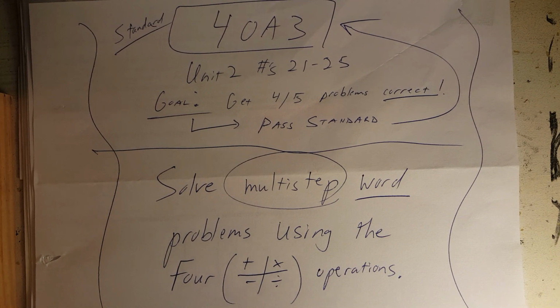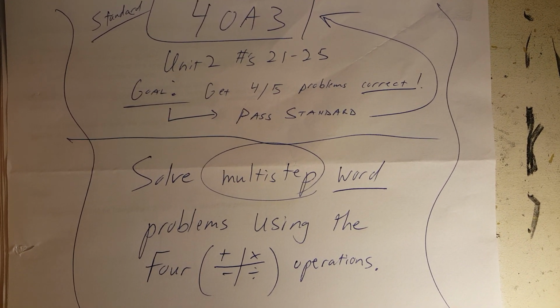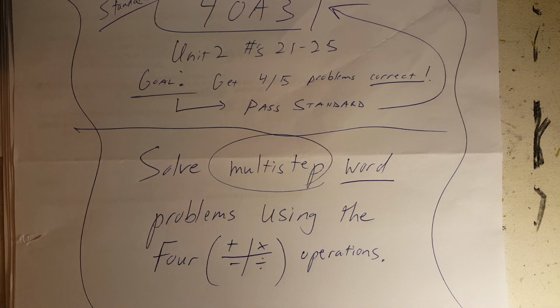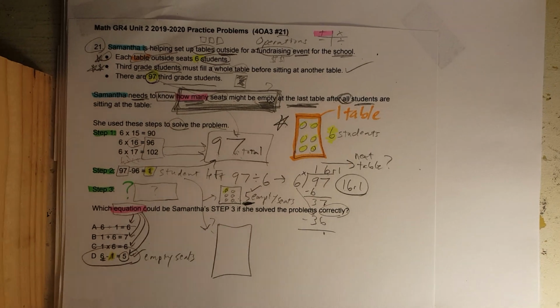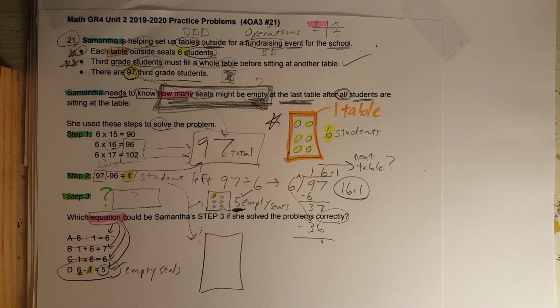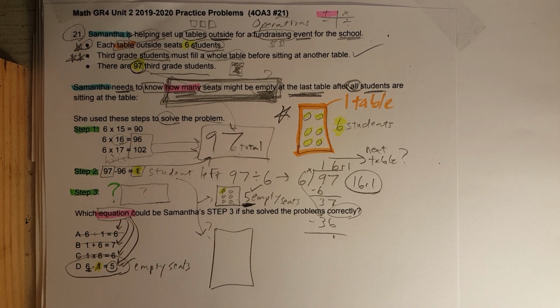And last standard, 4OA3, numbers 21 through 25. Remember, get 4 out of 5 problems correct. This is solve multi-step word problems using the 4 operations. Notice how these are just long. Look at all of that. Pause it, go back and forth.